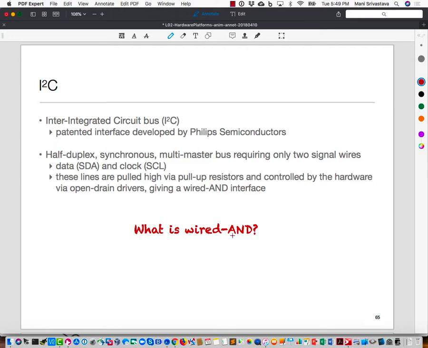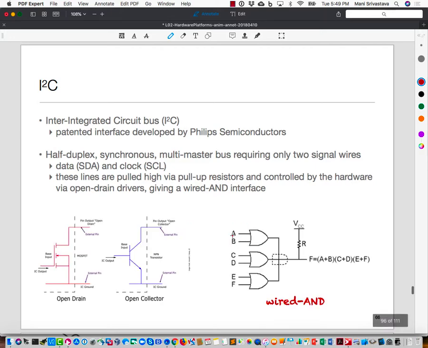So there is a data line SDA, and then there is a clock line SCL. And moreover, these lines are pulled up by a resistor to do what is called a wired ANDing. So in the remaining few seconds, I just want to describe what wired ANDing is, so that next time that we talk. So the idea out here is the following.